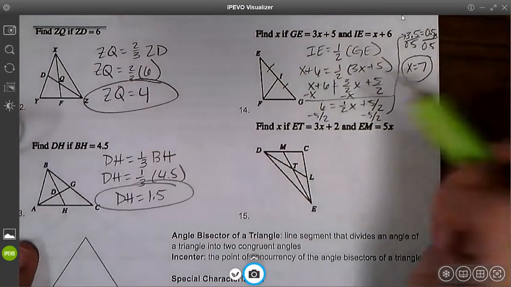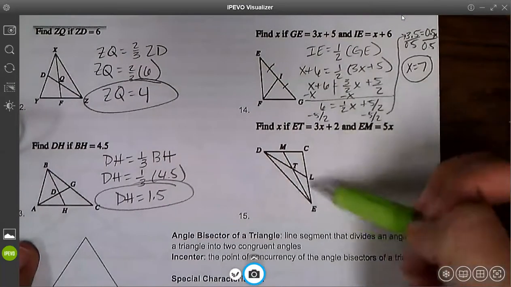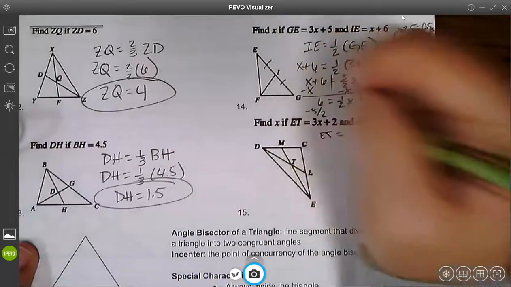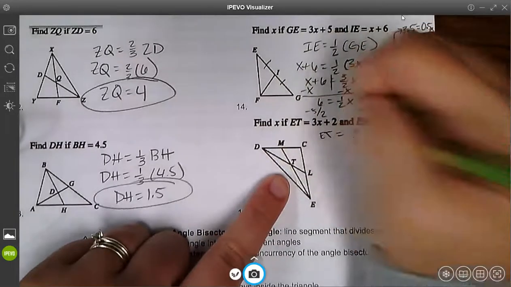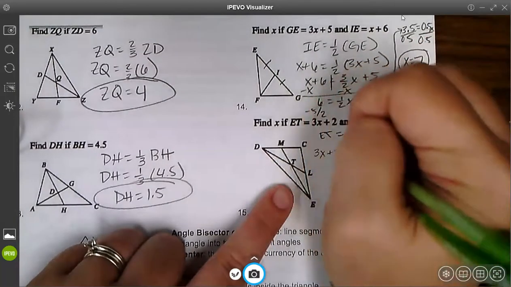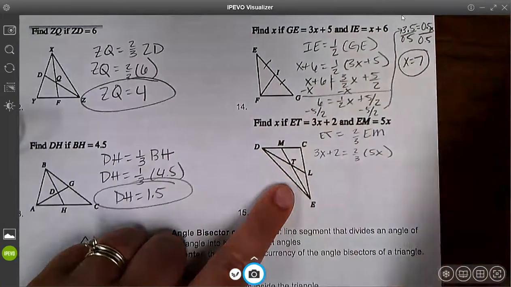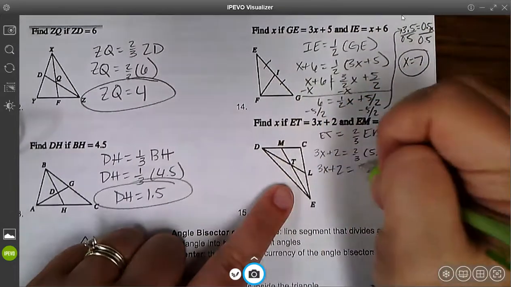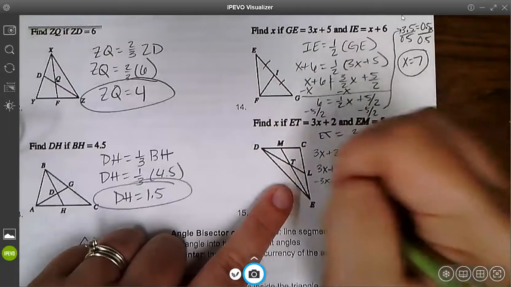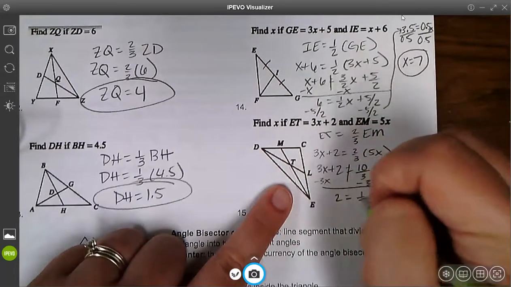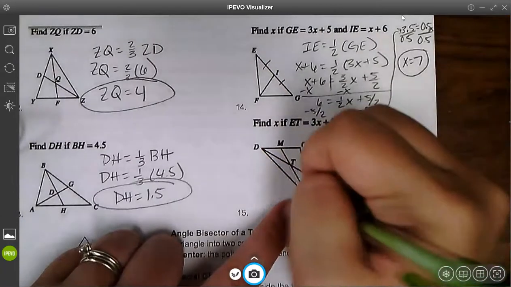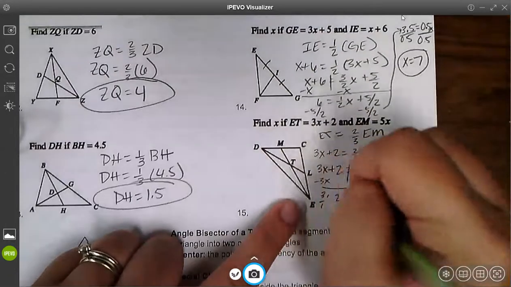And then the last one, find x if ET, which is this portion, is 3x plus 2, and EM is 5x. ET is going to equal 2/3 because it's the bigger portion of the whole thing, which is EM. So I have 3x plus 2 equals 2/3 times 5x. 3x plus 2, when I multiply those together, is 10/3 x. Subtract 3x from both sides. You get 2 equals 1/3 x. Undo multiplication by a fraction, multiply both sides by the reciprocal, and you get x equals 6.